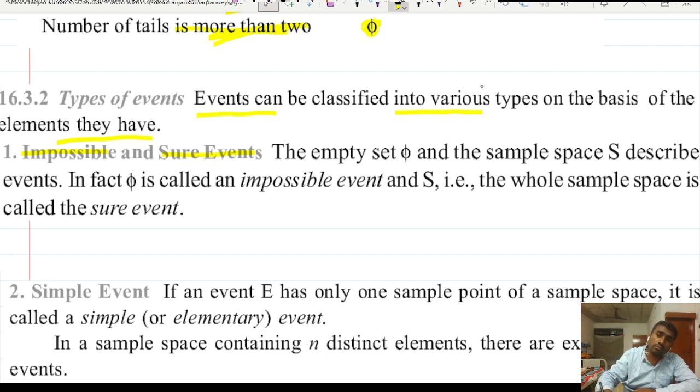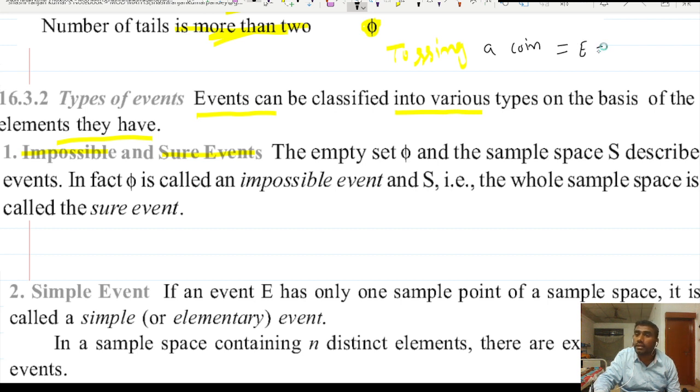Let us suppose we are tossing a coin, right? And we are talking about an event in which the outcome is 5. Let us suppose the event is that the outcome comes 5. So it is impossible, because when you are tossing a coin, you will get either head or tail. But you are considering an event in which the outcome is 5, so it is impossible.